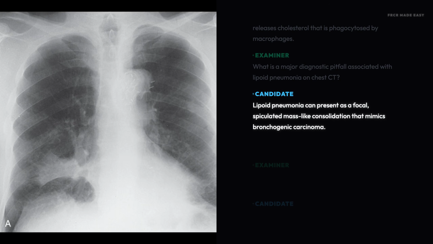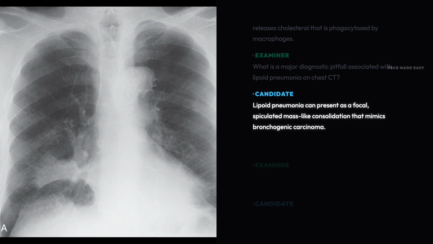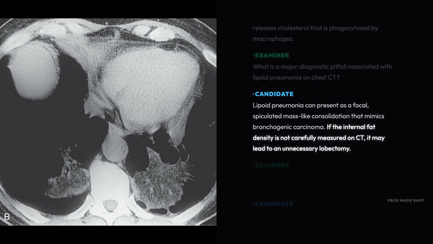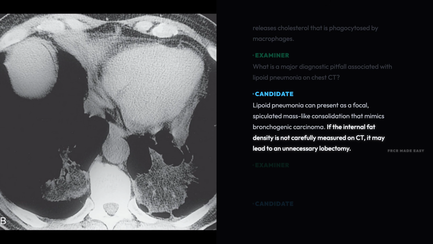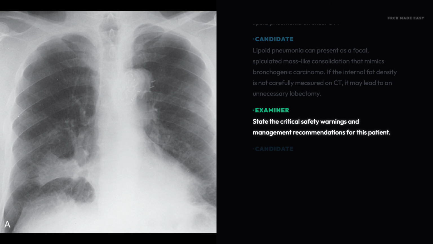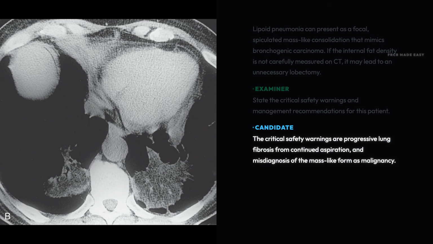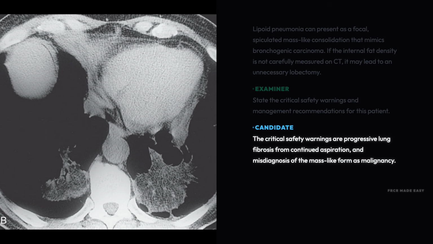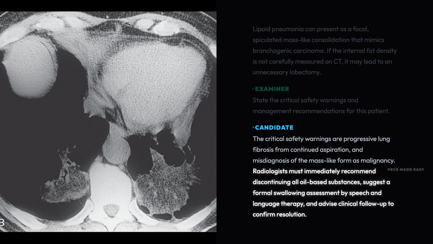Lipoid pneumonia can present as a focal, spiculated mass-like consolidation that mimics bronchogenic carcinoma. If the internal fat density is not carefully measured on computed tomography, it may lead to an unnecessary lobectomy. State the critical safety warnings and management recommendations for this patient. The critical safety warnings are progressive lung fibrosis from continued aspiration and misdiagnosis of the mass-like form as malignancy.